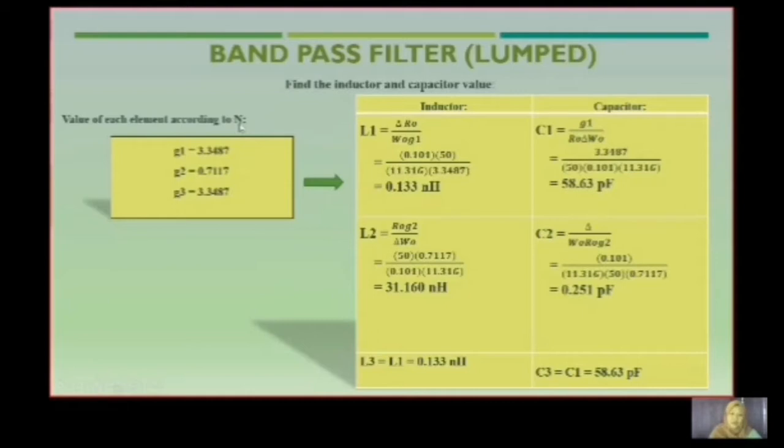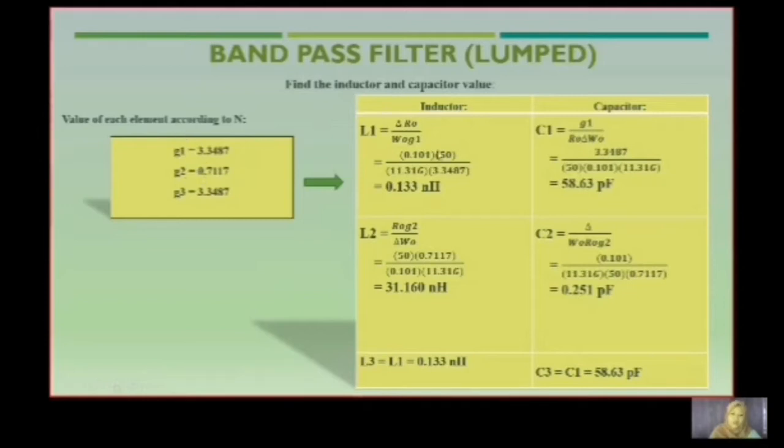As mentioned before, we know that the value of n is 3. We need to determine the element values of the filter, which are G1, G2, and G3, by referring to attenuation versus normalized frequency for 3 dB ripple level and their element values. So these are the element values.